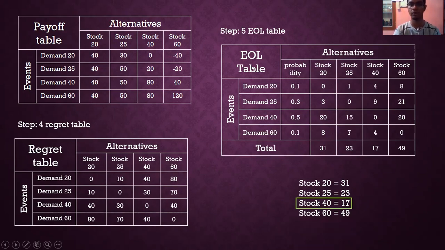So now we have found the EOL table. Here you can see the link between the tables. To find the regret table, we got the help of the payoff table, and to find the EOL table, we got the help of the regret table. Also to find the EMV table, we got the help of the payoff table. So the payoff table is an important thing. Only with the help of the payoff table can we carry on with the sums.